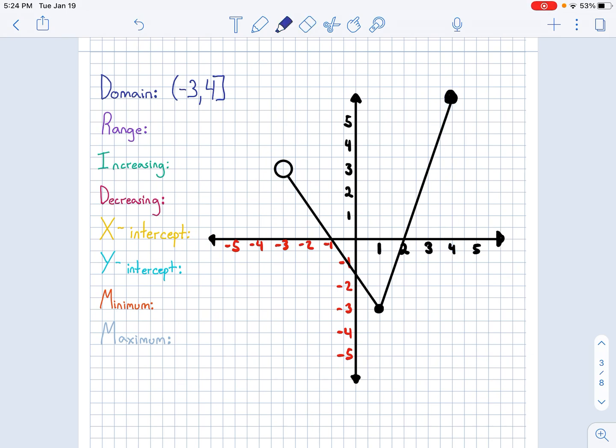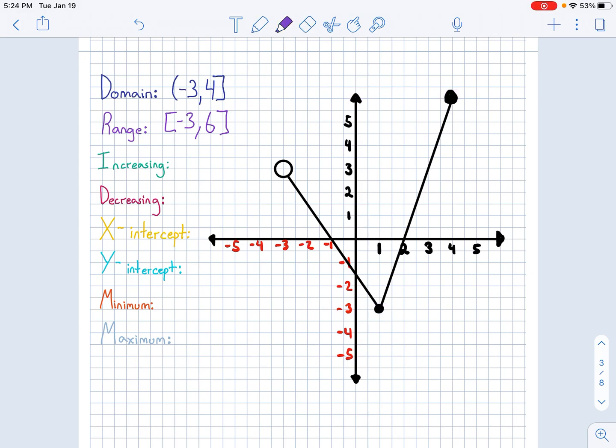The next thing we're going to do is range, and range is the lowest point to the highest point. So the range here is going to go from -3 all the way up until 6. So from -3, which is a solid point, so a bracket, to +6, which is also a solid point, so bracket.